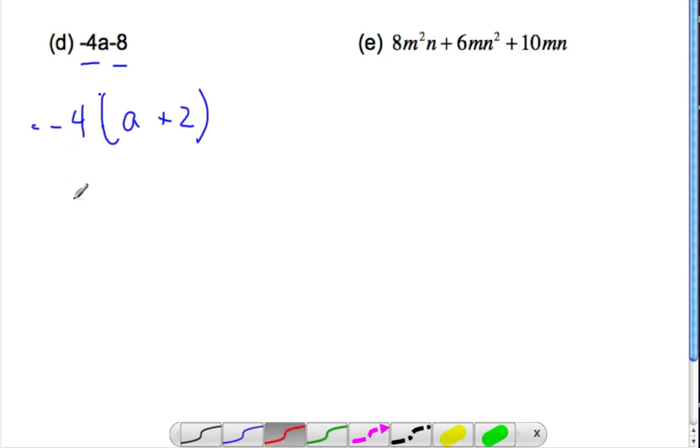Let's just do a double check on this one. So I do this, I get negative 4a. I do this one, and I get a negative 8. This one is negative, correct. Hooray!